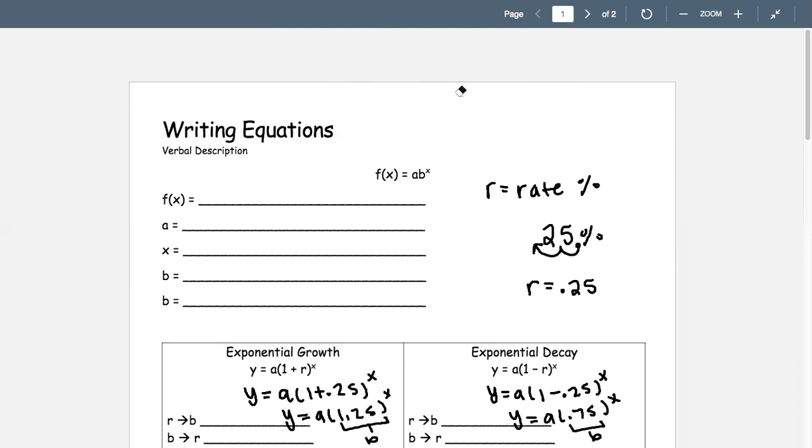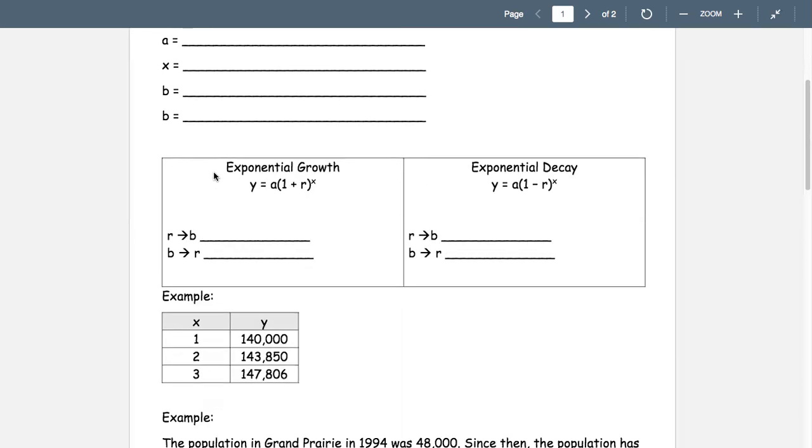Okay, so let's fill this part in. To go from R to B, if it gives you the R and you want to get to B, you're going to change R into decimal form and add 1. This is what I've said like 3 times, but I just want to make sure I reiterate. You have to make sure R is in decimal form.